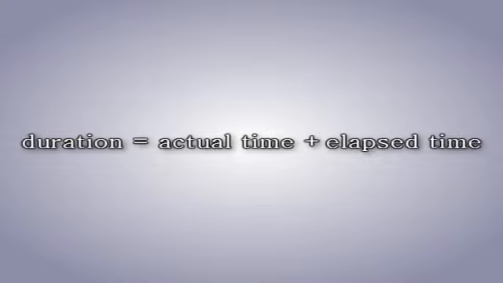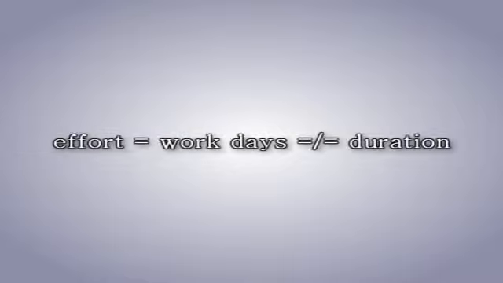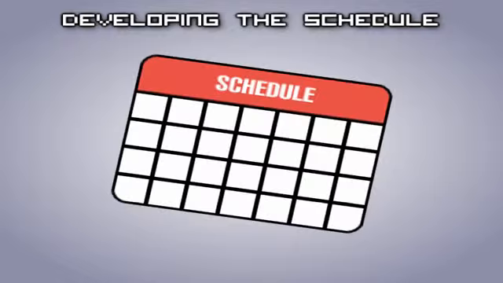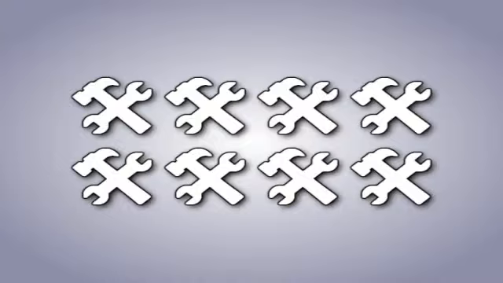The duration includes the actual amount of time worked on the activity plus the elapsed time. The effort is the number of work days or work hours required to complete a task and does not equate to duration. In this process, the project schedule is created by analyzing activity schedules and using activity resource and duration estimates. There are many tools used for developing the project schedule.